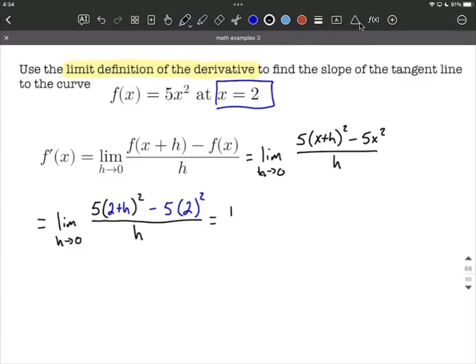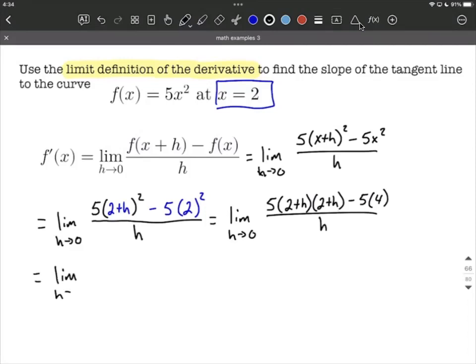From here, it's a lot of algebra. We filled in, that's the difficult calculus step there. Now, most of the rest of this is just being very careful and working some algebra. So the first thing I'm going to do is say that's 5 times 2 copies of 2 plus h. That's what our exponent means, 2 copies of the same thing multiplied together, minus 5 times 2 squared, which is going to be a 4, all over h.